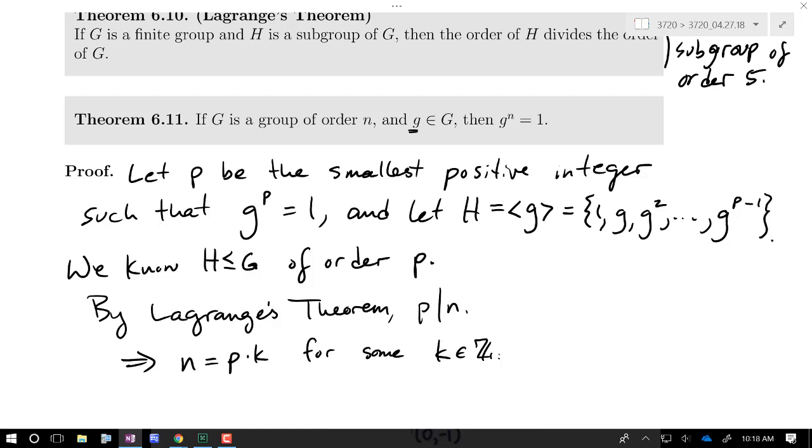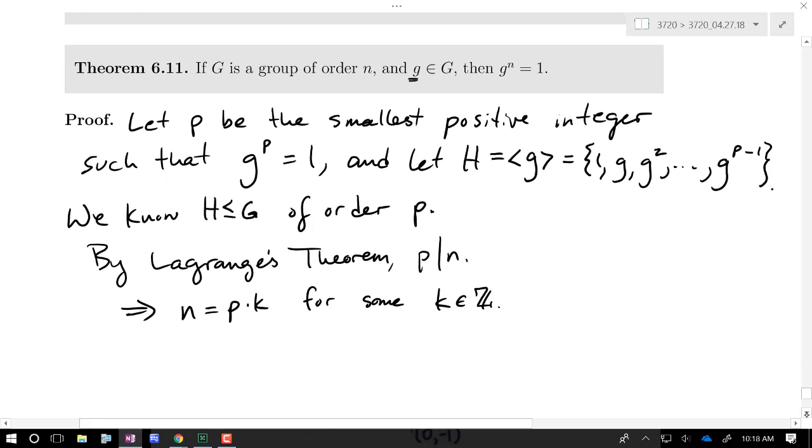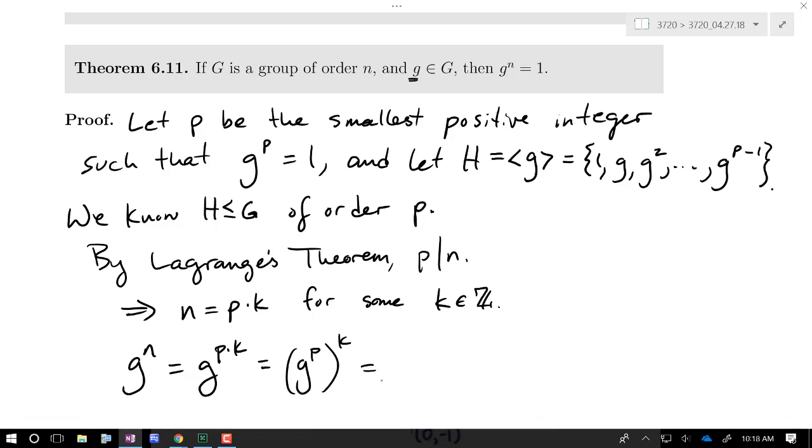Now we're almost done. We want to show that g to the n is equal to 1, the identity element. So let's find it. g to the n, well, n is equal to pk, so this is g to the pk. And we can rewrite this as g to the p, to the k power. And what's g to the p power? It's just 1, so this whole thing is 1 to the k power. And so we just get 1. And that's what we wanted to show.